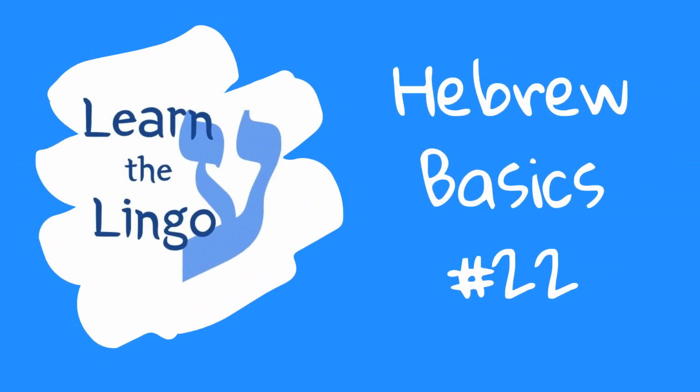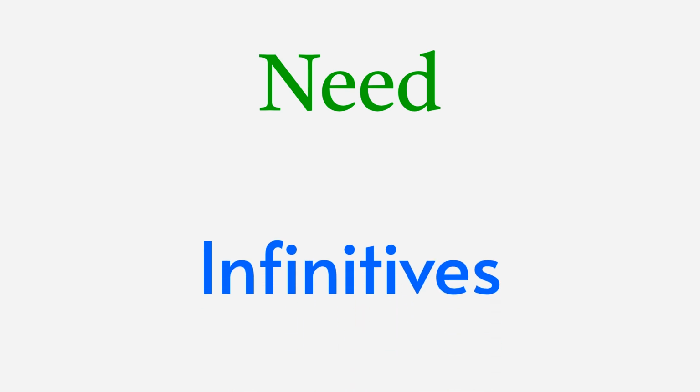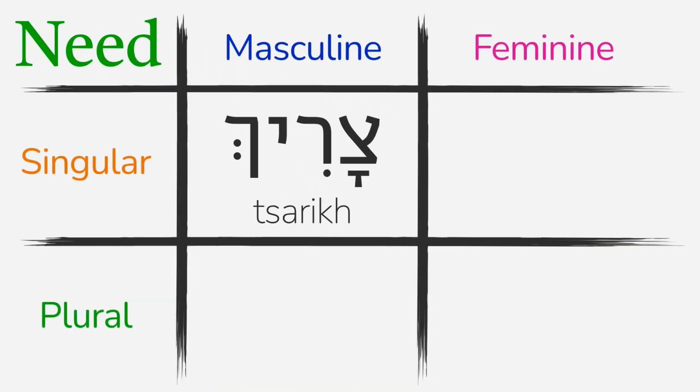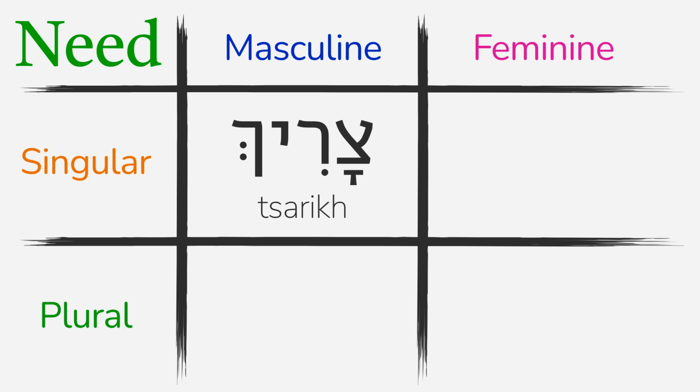Welcome to lesson 22 of Hebrew Basics, a series where we learn the essentials of Hebrew grammar. Today we are going to learn the Hebrew word for need and work with some more infinitives. Let's start with need, whose masculine singular form in Hebrew is tzarich. Tzarich is technically a Hebrew adjective, though it's translated into English as a verb.